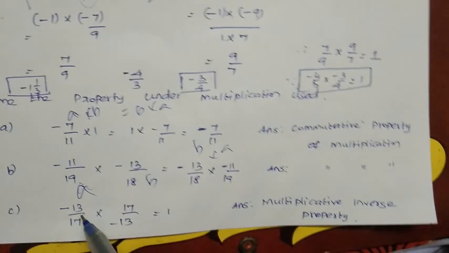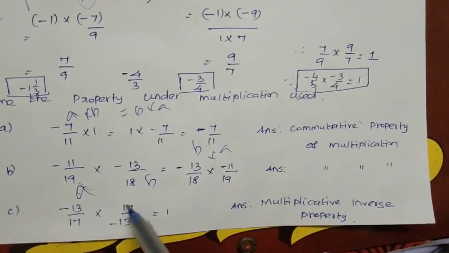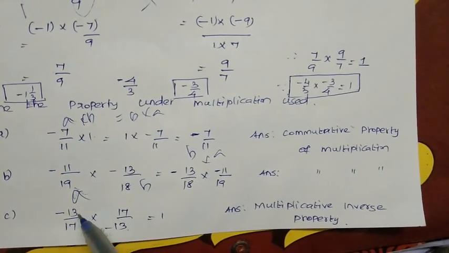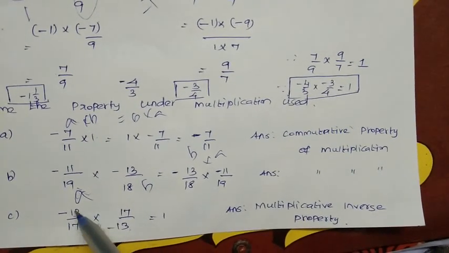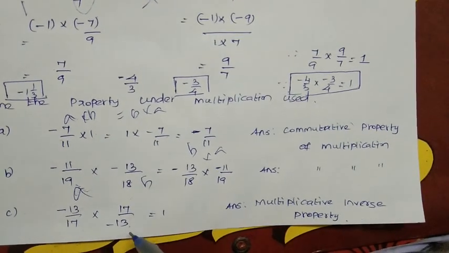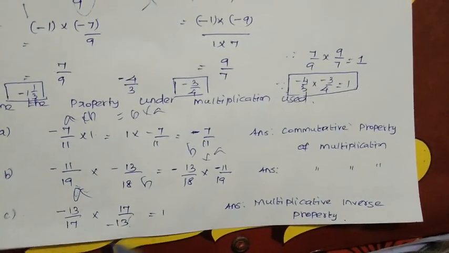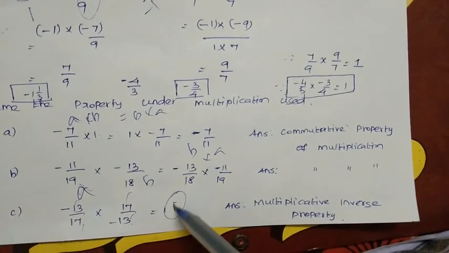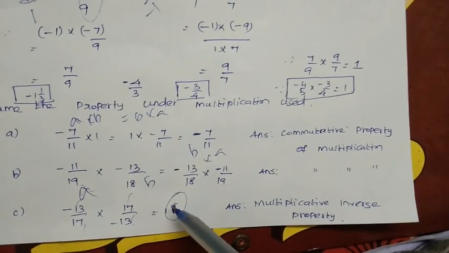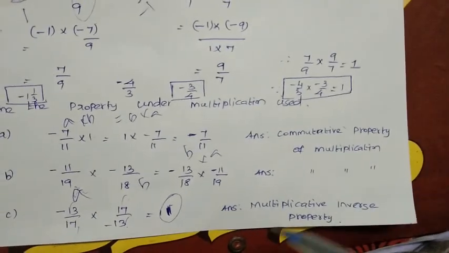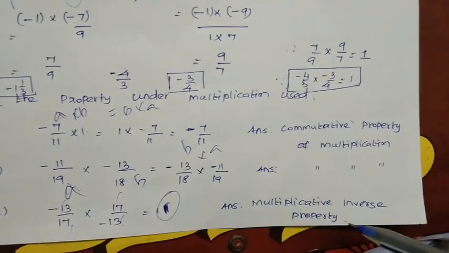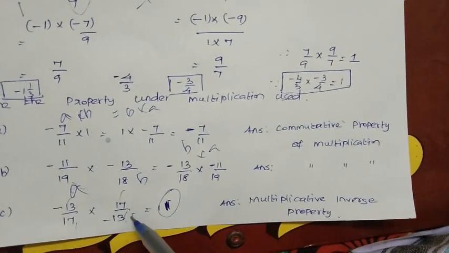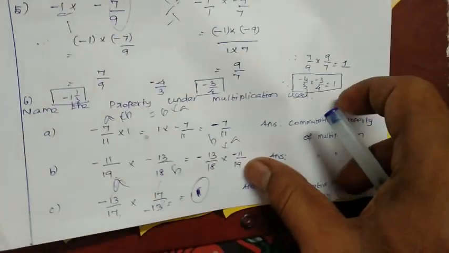Now this: minus 13 by 17 into 17 by 13. The reciprocal of minus 13 by 17 is 17 by 13, so you can cancel. The product is 1, which is the multiplicative identity, and this property is the multiplicative inverse property. So the inverse of this number is this.